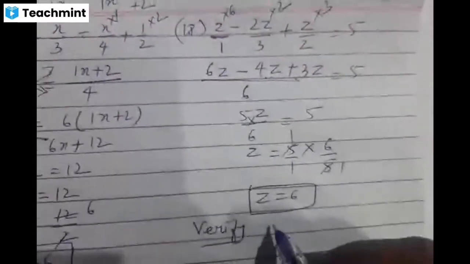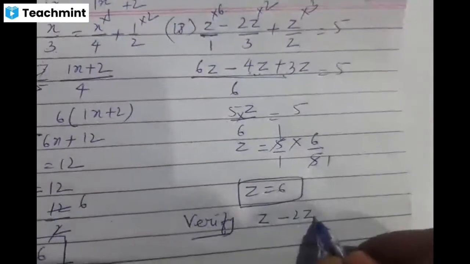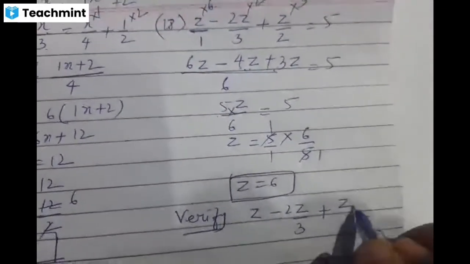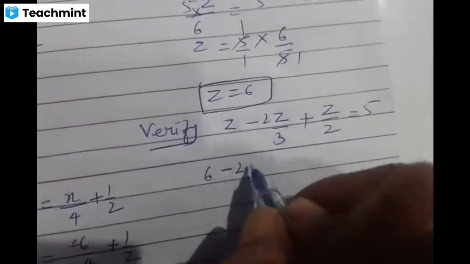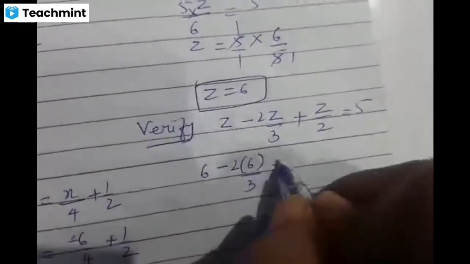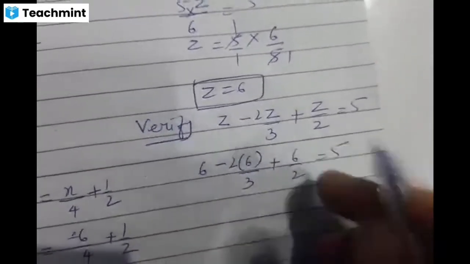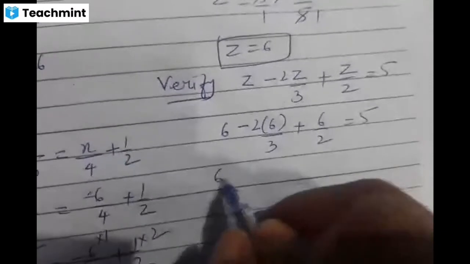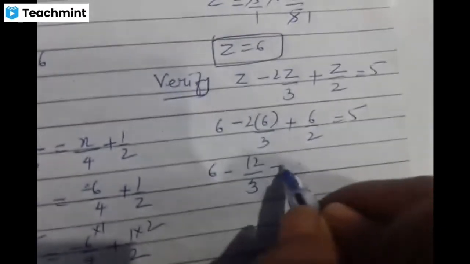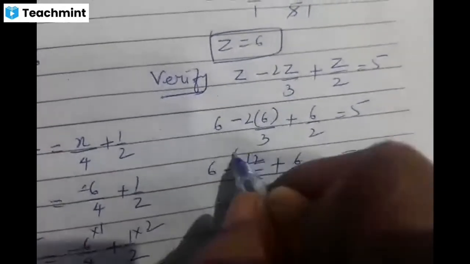In the given equation, z minus 2z by 3 plus z by 2 is equal to 5. In place of x, we have to substitute only 6. 2 into 6 by 3 plus 6 by 2 is equal to 5. 6 minus 2 sixes are 12 by 3 plus 6 by 2 is equal to 5. Cancellation: 3 ones are 3, 3 fours are 12, 2 ones are 2, 2 threes are 6.